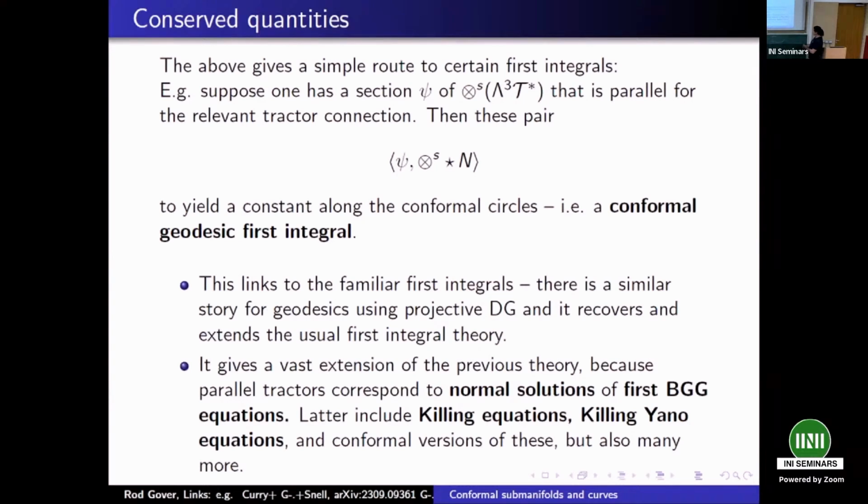Now, an important thing here is that it's not only Killing tensors and Killing-Yano tensors. As those of you who know some tractor things will know, if you have any first BGG equation, then its prolongation yields a tractor. And if that tractor is parallel, then that's what we call a normal solution of that BGG equation. So anytime you have normal solutions of BGG equations, you can somehow form a scalar like this, then you get a conserved quantity. So you don't have to start with your favorite Killing objects and so on.